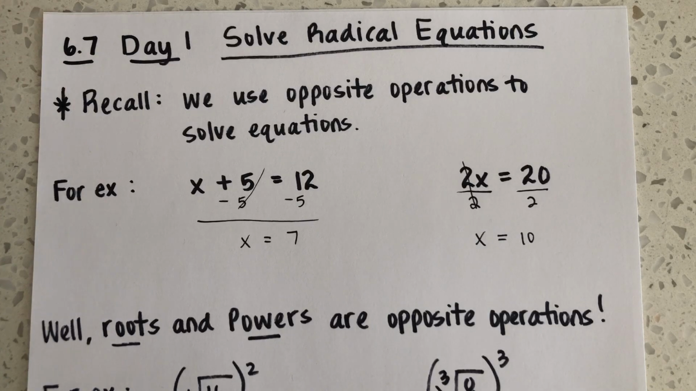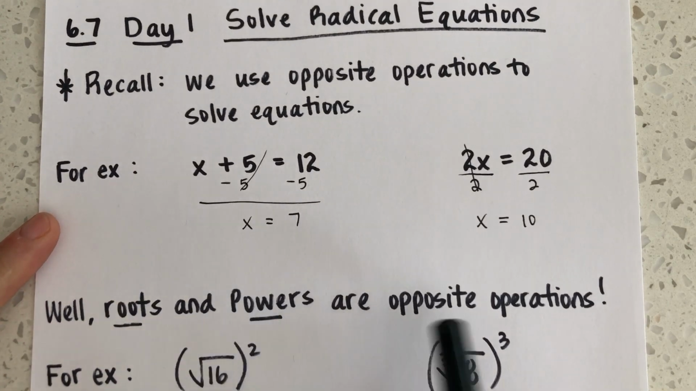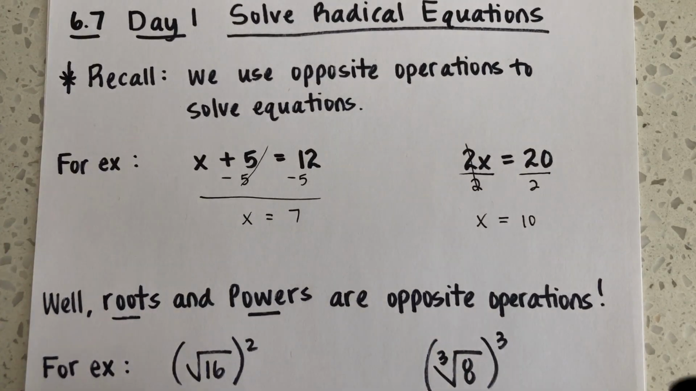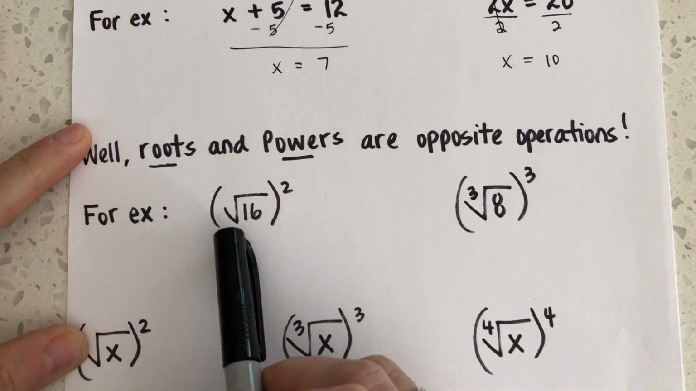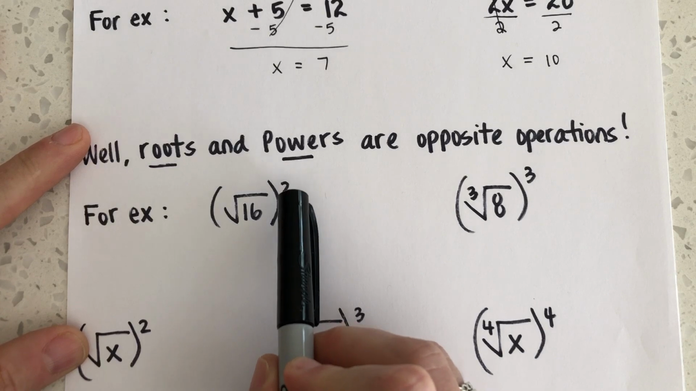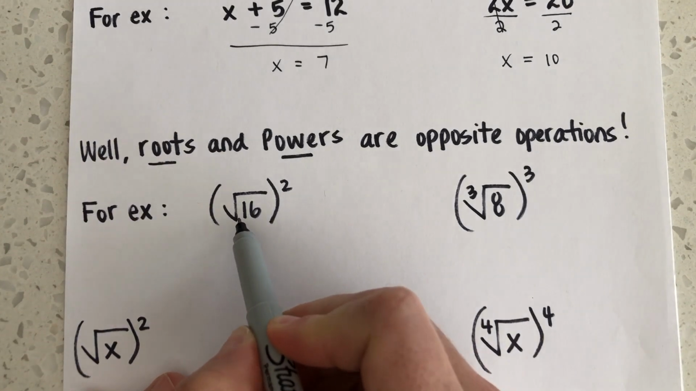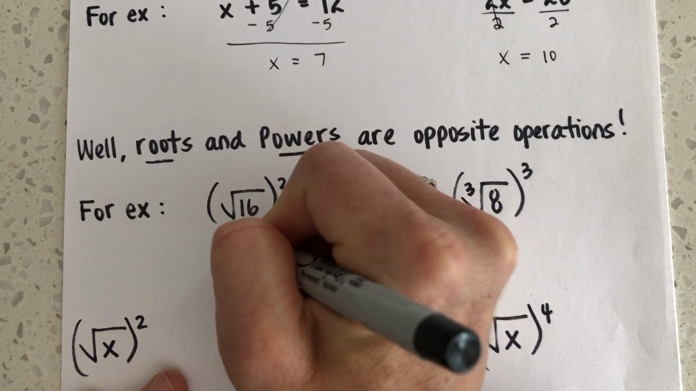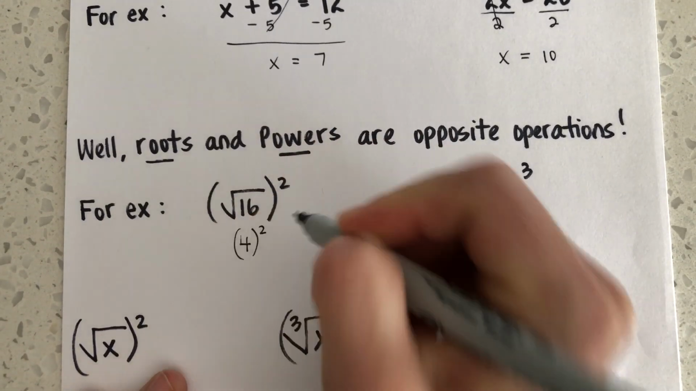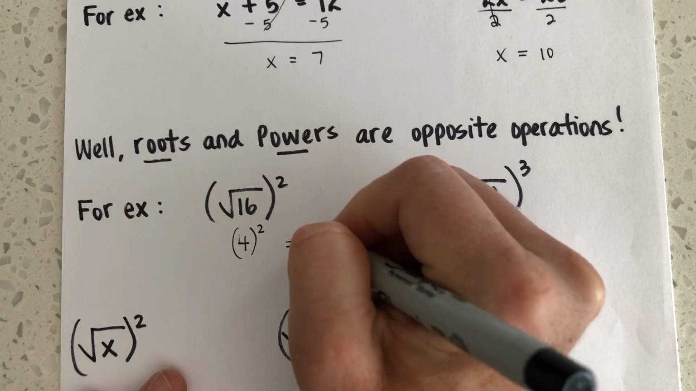Okay, well remember, roots and powers are opposite operations. A root and a power should undo each other, right? So look here, if I said to you, what is the square root of 16 squared? Well, guys, we do inside parentheses first, right? So the square root of 16 is 4, and then it says to square it, 4 squared is 16.